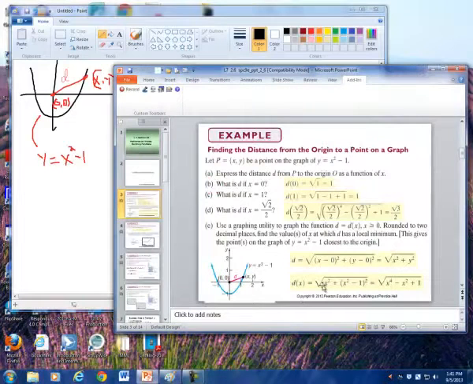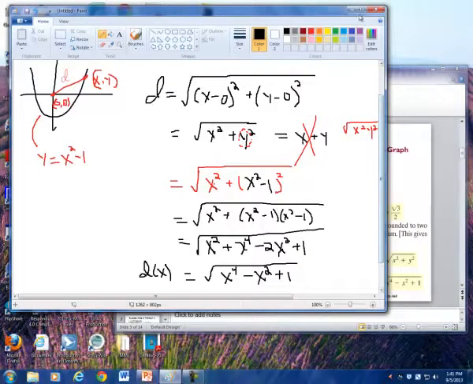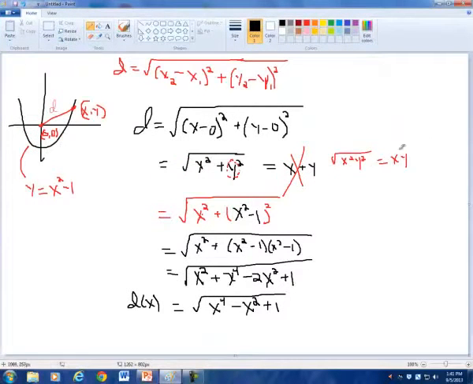Alright, and then that's what this is here. Okay, now the next thing we want to do is what is d if x equals 0? What we're looking for here is d of 0. So basically we're just plugging 0 in here for x.